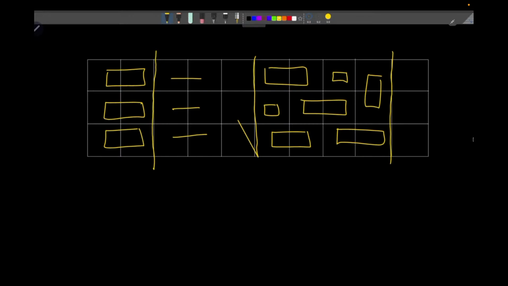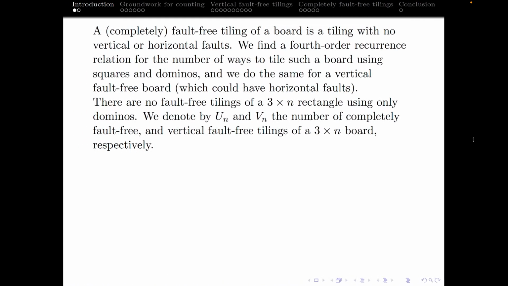There is one horizontal fault here, but there are no vertical faults. So this is what being vertically or horizontally fault-free means. And we'll be finding a fourth order recurrence relation for the number of such tilings, and we denote the number of such tilings by u_n and v_n respectively. u_n denotes the number of completely fault-free tilings, and v_n denotes the number of vertically fault-free tilings of the 3 x n board at hand.